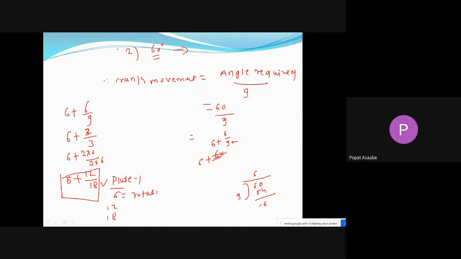First we have to take the 6 rotations. Then we have to select the 18 number circle, and in that circle we have to select the 12 number hole and insert the crank pin. When you do this, your workpiece will be rotated by this degree. This is called angular indexing. Okay, understood?